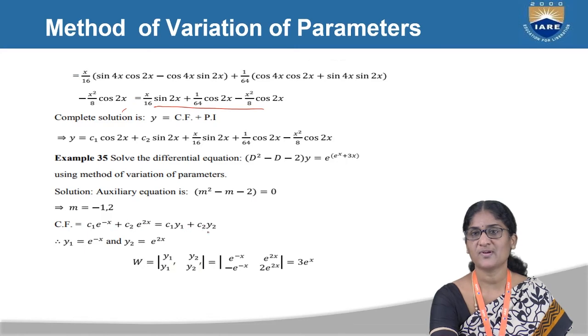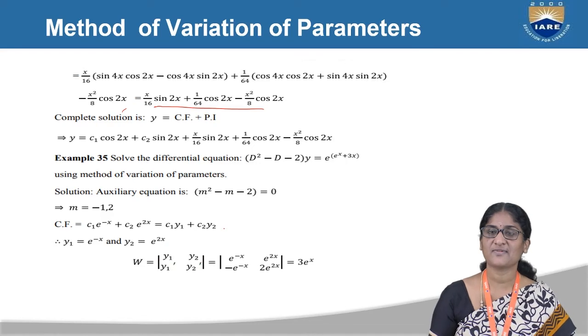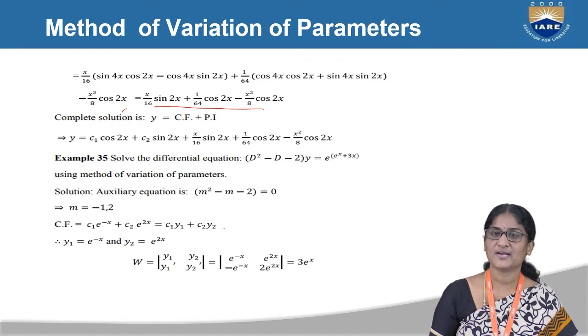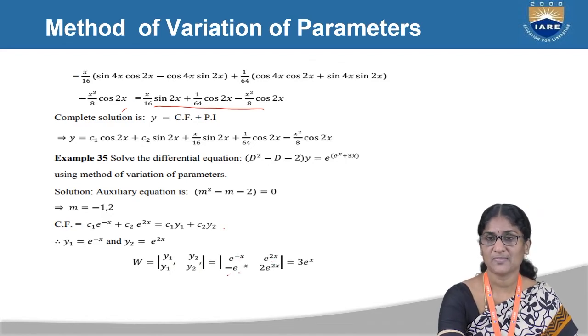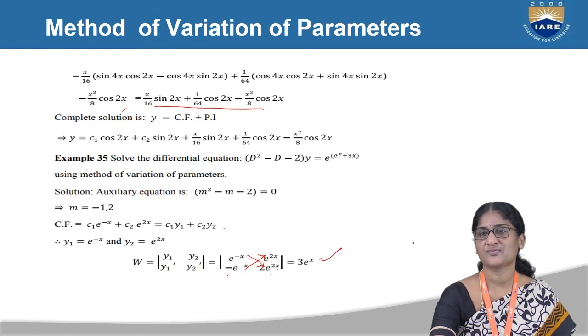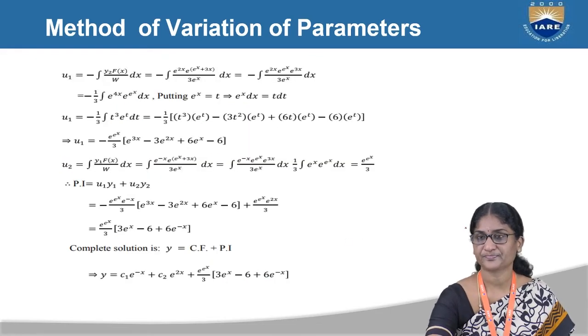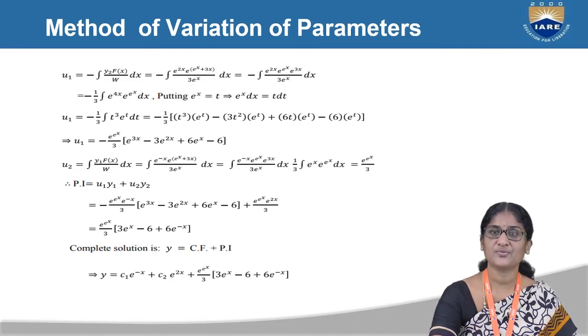So c1 into y1 plus c2 into y2. So y1 is nothing but e power minus x and y2 is nothing but e power 2x. So the Wronskian function is given by the matrix determinant of y1, y2, y1 dash, y2 dash, which is equal to e power minus x, e power 2x, minus e power minus x, 2e power 2x. So try to find out the matrix determinant. You are going to get it as 3e power x.